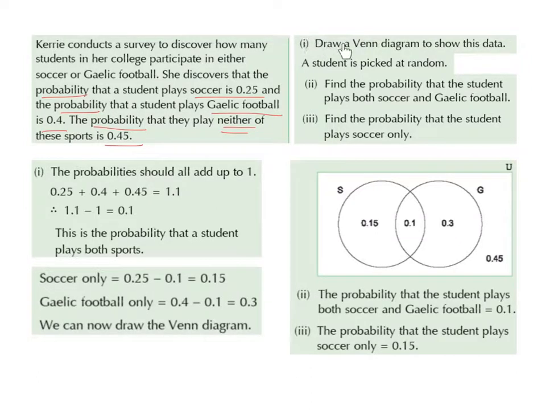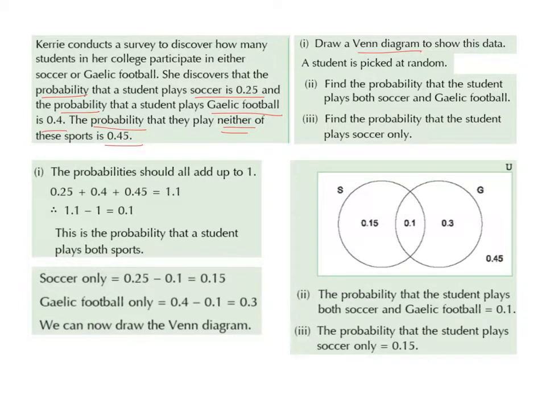Part 1. Draw a Venn diagram to show this data. A student is picked at random. Part 2. Find the probability that the student plays both soccer and Gaelic football. Part 3. Find the probability that the student plays soccer only. So let's start with part 1, draw a Venn diagram to show this data.